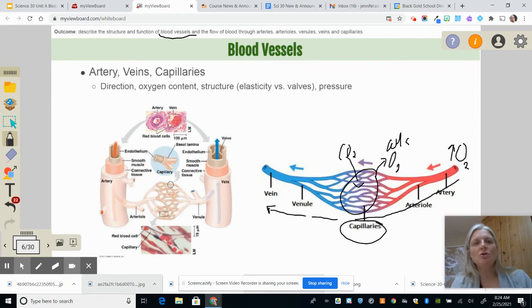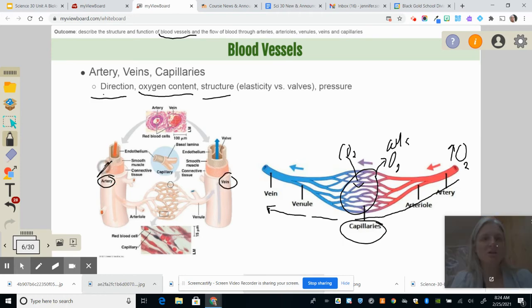So make sure you know the oxygen content of the blood as it flows from artery to vein. Also the direction of the flow. Again, the blood is always flowing from the arteries to the veins. Make sure you understand the structure. So when we're looking at an artery versus a vein, artery walls are much thicker. You can see that in this picture here. Much thicker wall compared to this vein wall.